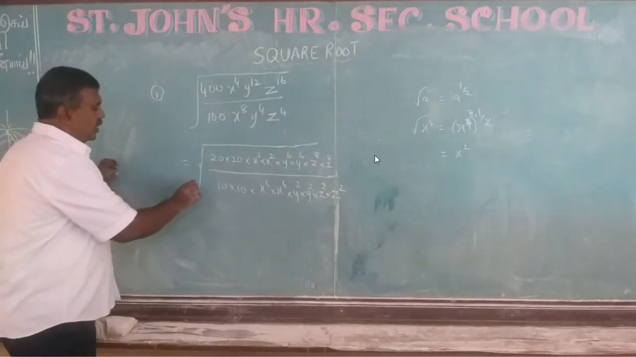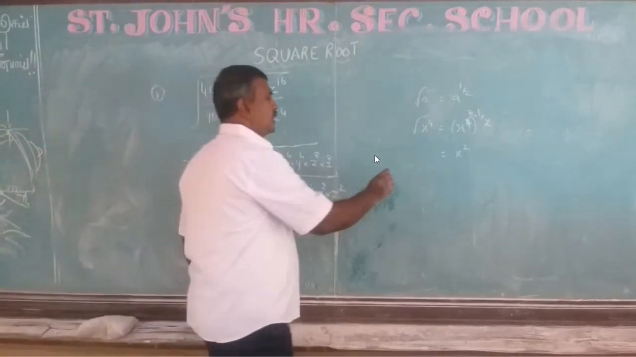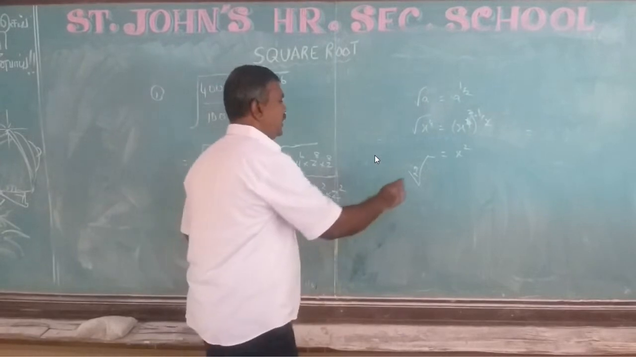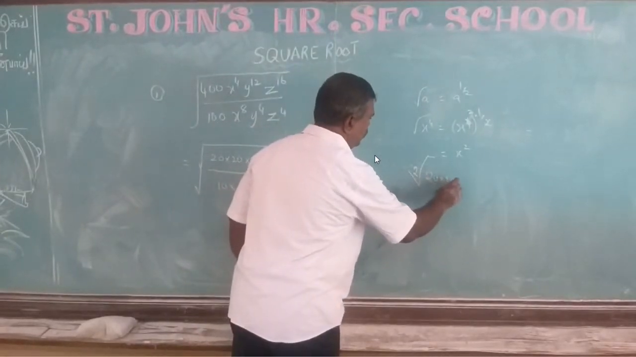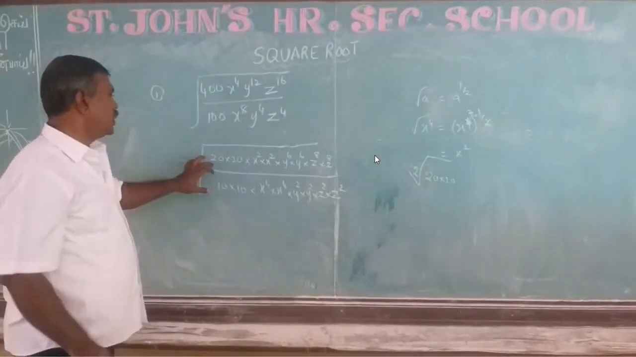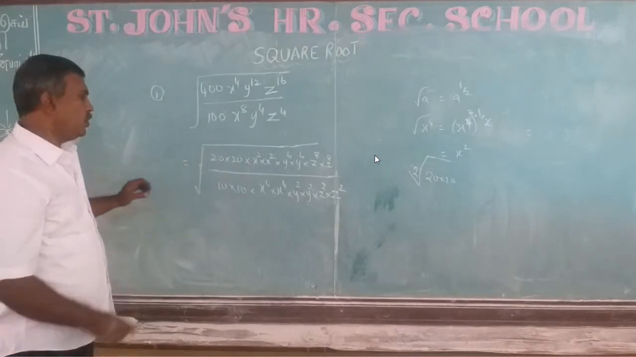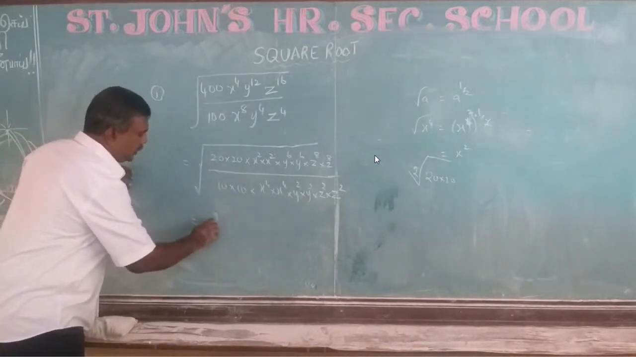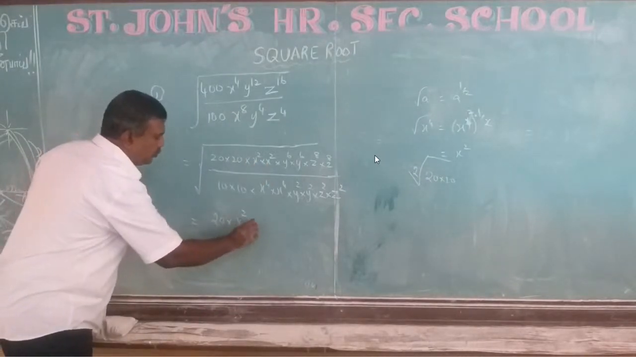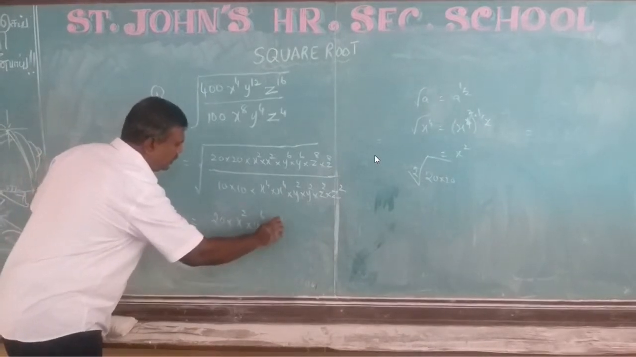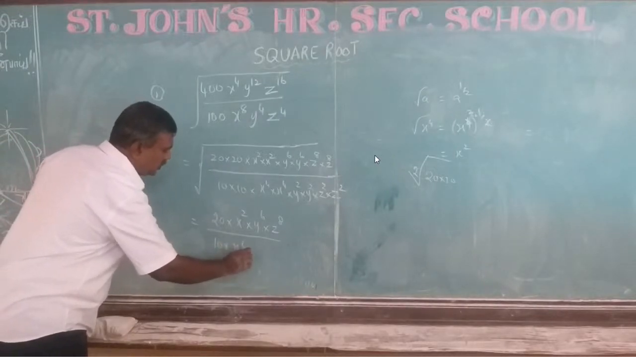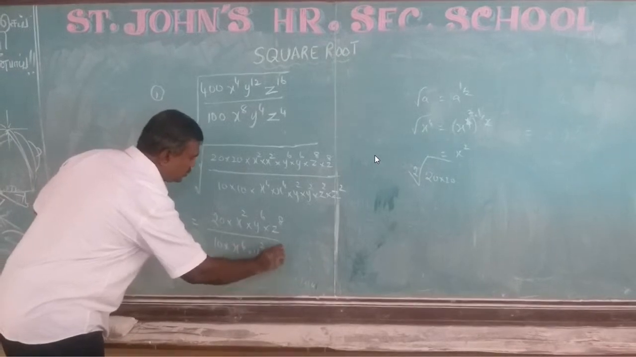We take one value. Square root means the order is 2. Therefore, 20 into 20, we take one value. That is 20. Now the square root is 20, x squared, we take the one value, y power 6 and z power 8 divided by 10 into x power 4 into y squared into z squared.